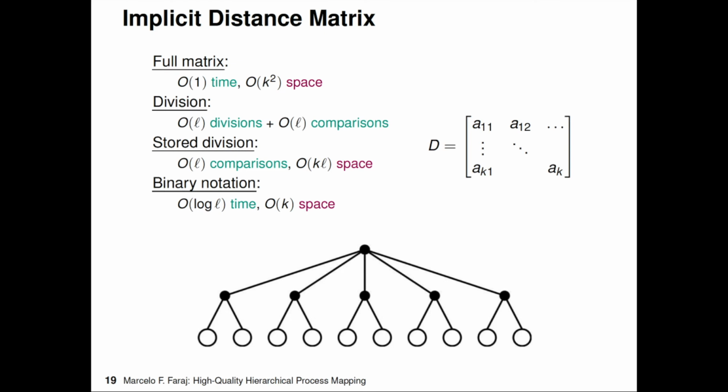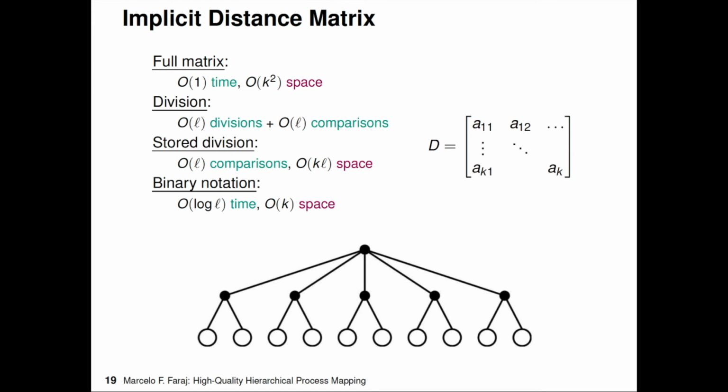However, this method requires O(L) divisions and O(L) comparisons, in which L is the number of layers in the topology. To speed this up, we implement the stored division approach. It works basically the same way as the division approach, but the results of all possible divisions for the label of each processing element are pre-computed once and then stored. This representation requires O(kL) extra memory, but only O(L) comparisons to compute a particular distance.